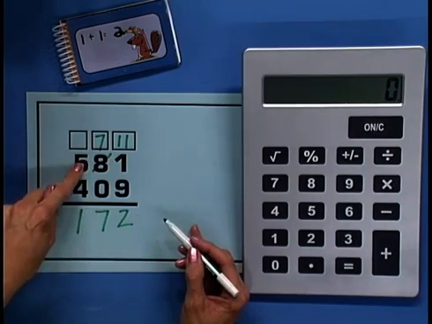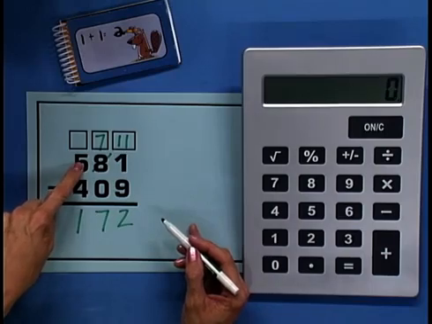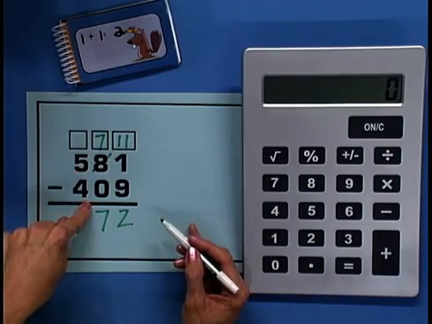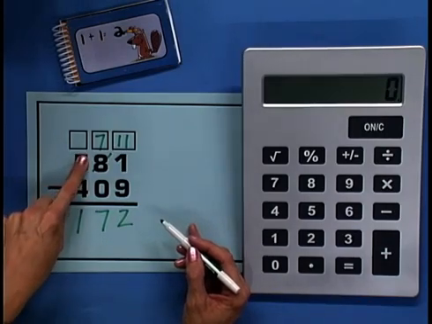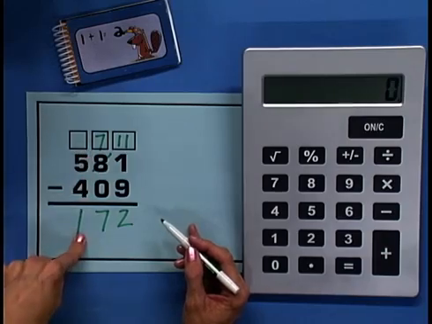I forgot to mark it when I renamed it. So I subtracted 0 tens from the 8 tens rather than the 7 tens. So that's partly why I was wrong. So if I hadn't done the check problem, I never would have known it. The correct answer to the subtraction problem is 172.